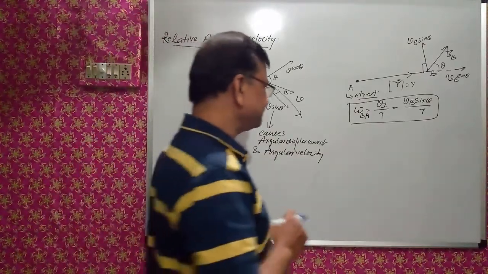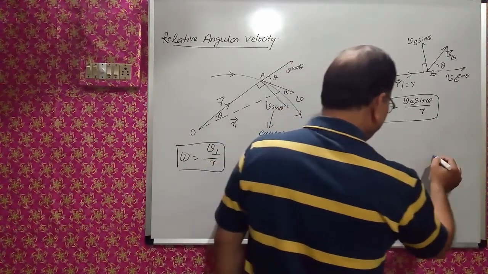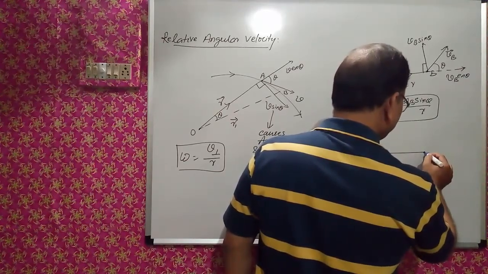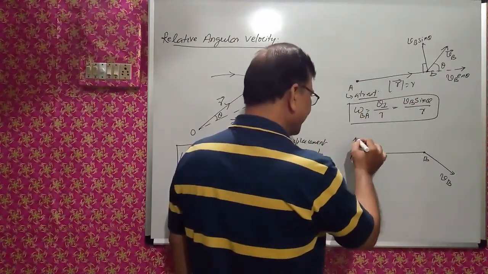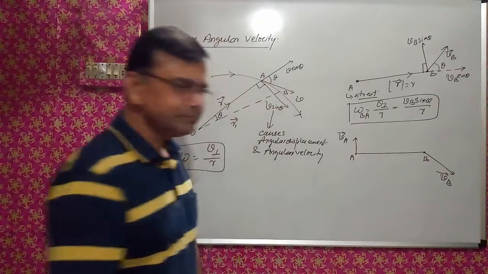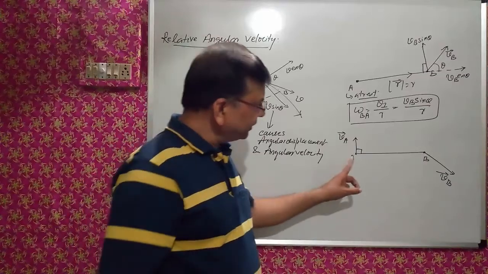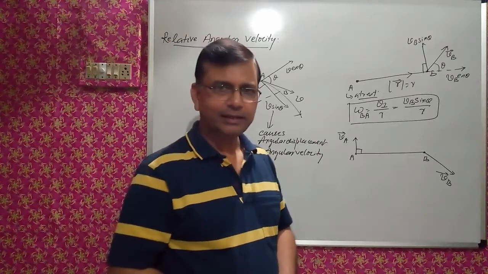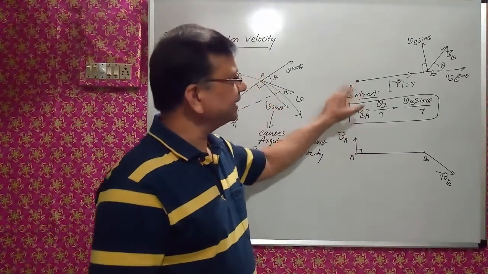Second case, what will be there? Suppose this is A and this is B, which is moving in this direction with Vb magnitude, and this is moving with Va in this direction with Va magnitude, perpendicular to this. Now we have to find what is the angular velocity of B with respect to A, right? Angular velocity of B with respect to A as I had done in this case.